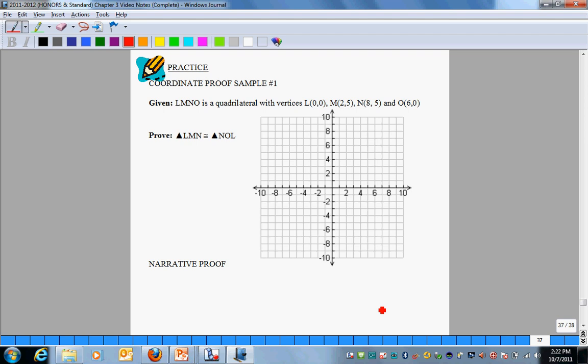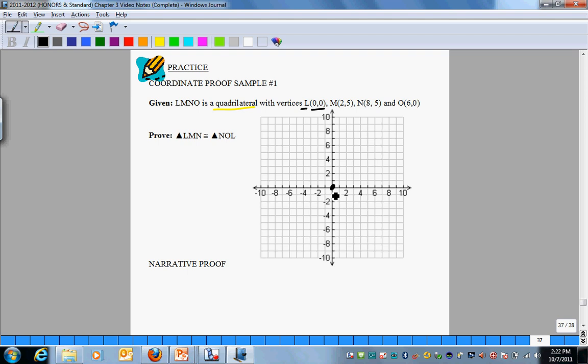So how does this actually work? We are told that LMN is a quadrilateral with these vertices. And we're going to have two triangles that are congruent. Let's start by plotting the vertices. You always want to draw the diagram first. Make sure you have both the letters and the coordinates.